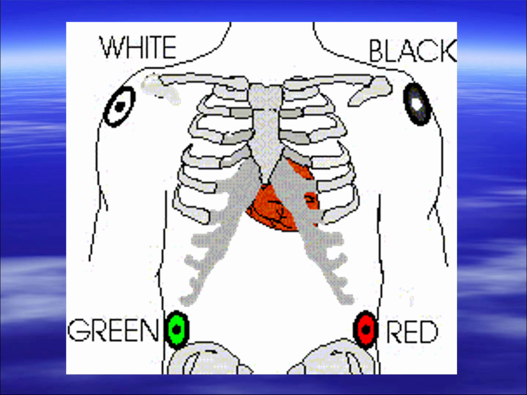White goes on the right, smoke over fire, so white is on the right arm, black is on the left arm, red on the left leg. Most people move them closer to the shoulders.